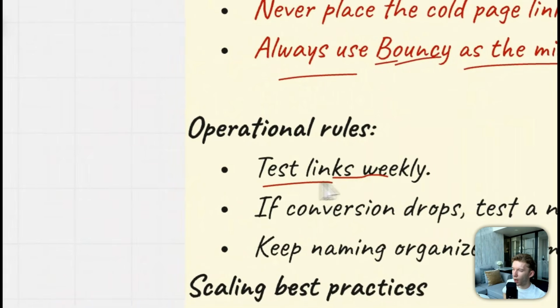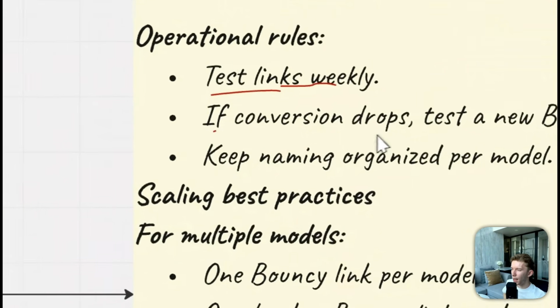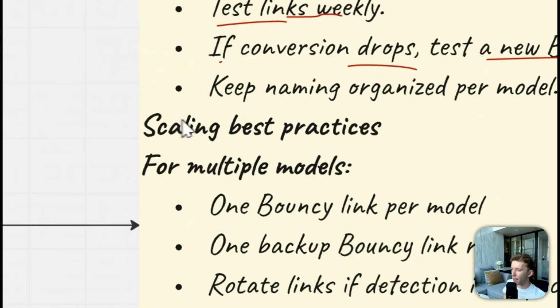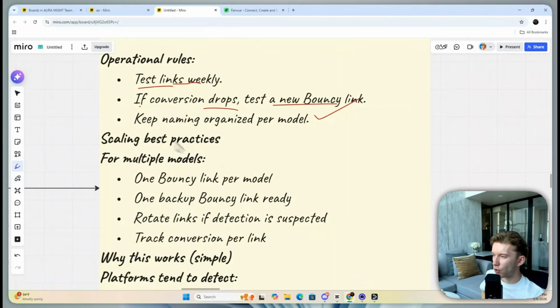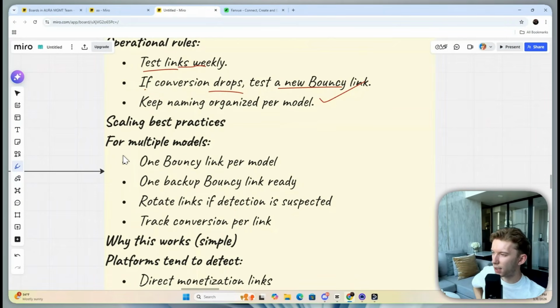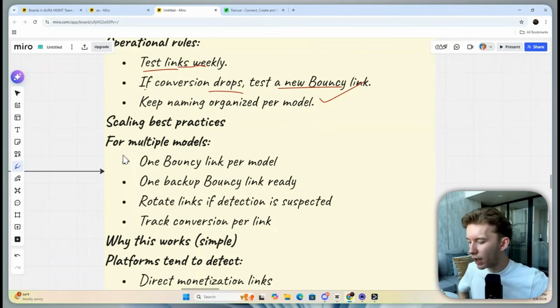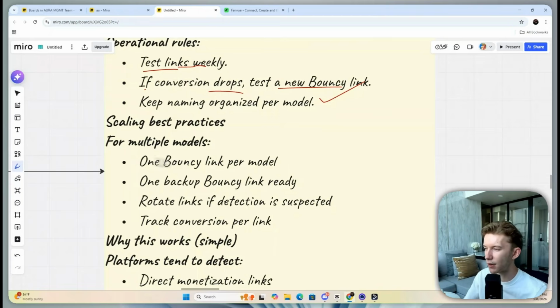Test if the link works. Pretty much try and do it weekly. If conversions drop, test a new Bouncy link. Keep naming organized per model, and again, keep it all structured in a data. Make sure everything is understandable for you, and if you gave it to somebody else, they could understand it, right? That's what you want.